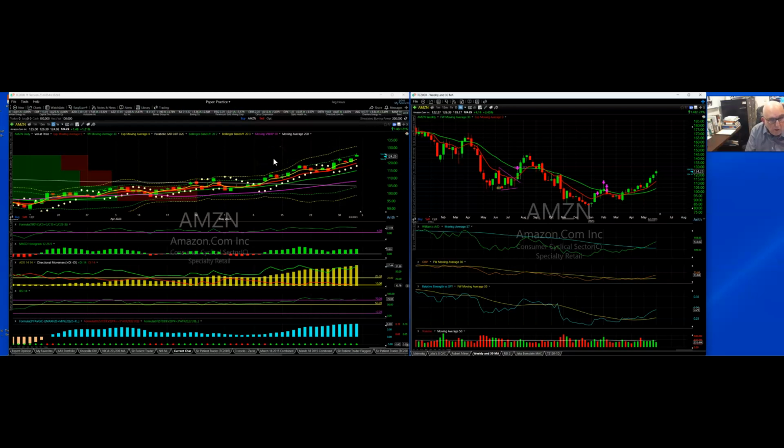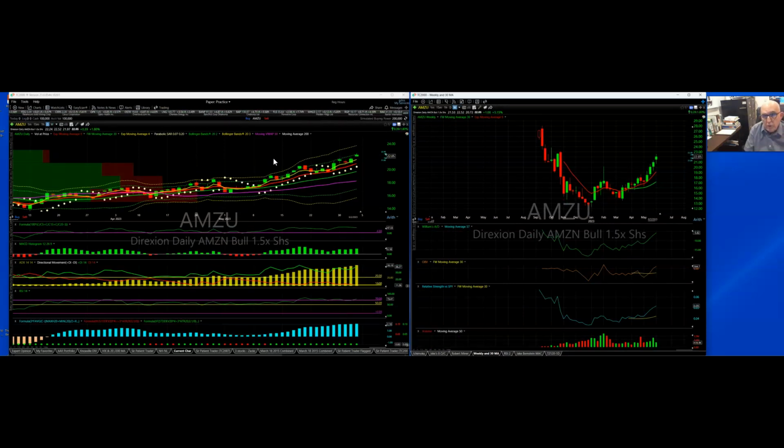Meta. By the way, you don't have to buy Amazon at $124. You could buy AMZU, which is leveraged 1.5 times the true price of Amazon. So AMZU. My friend Terry pointed it out to me. So you see how the lines are above here? 9 above 30, and this is a new issue, so it doesn't give you all the data you need, but you could see it's just tracking Amazon, right?